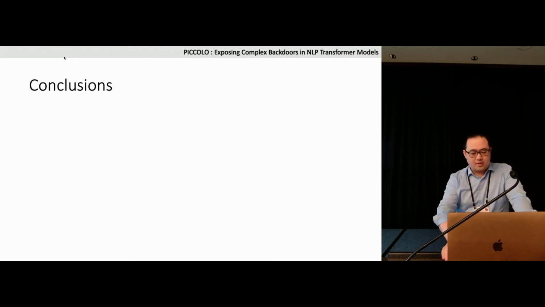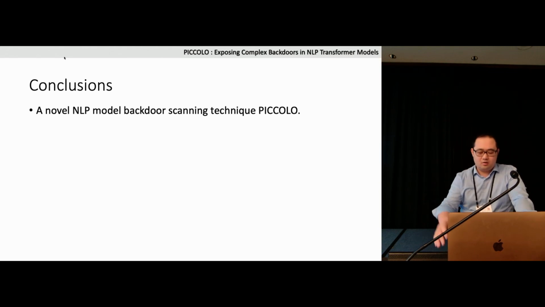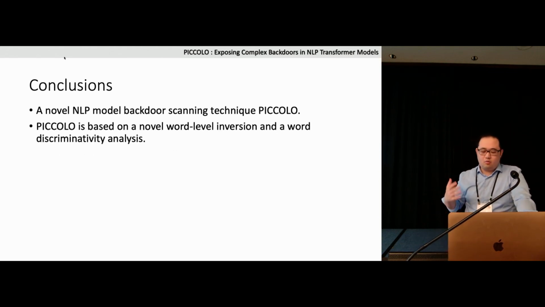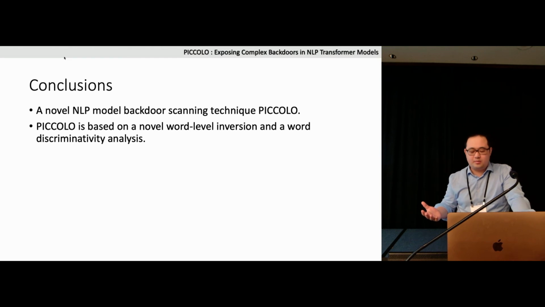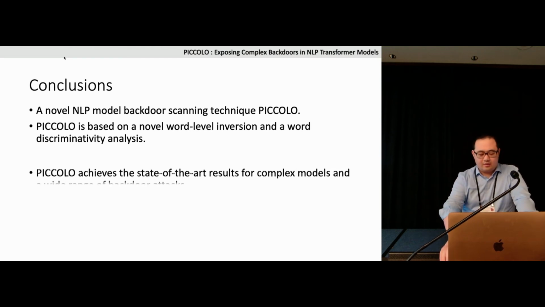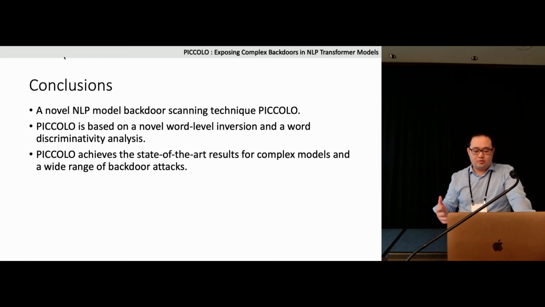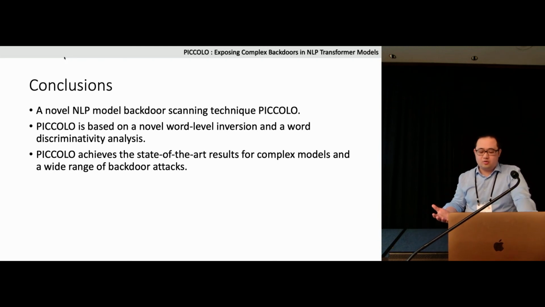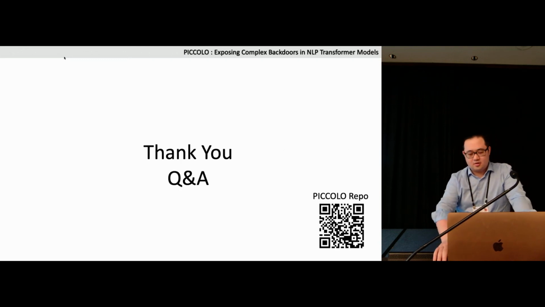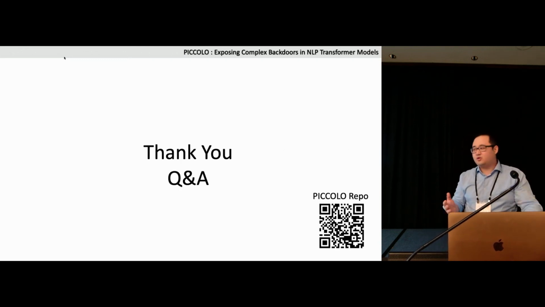To summarize, we developed a novel backdoor scanning technique, PICCOLO. PICCOLO is based on a novel word-level encoding and word discriminativity analysis. Based on the TrojAI competition results and evaluation, PICCOLO achieves state-of-the-art results for complex models and a wide range of backdoor attacks. Thank you. That's all. I'm happy to take any questions.